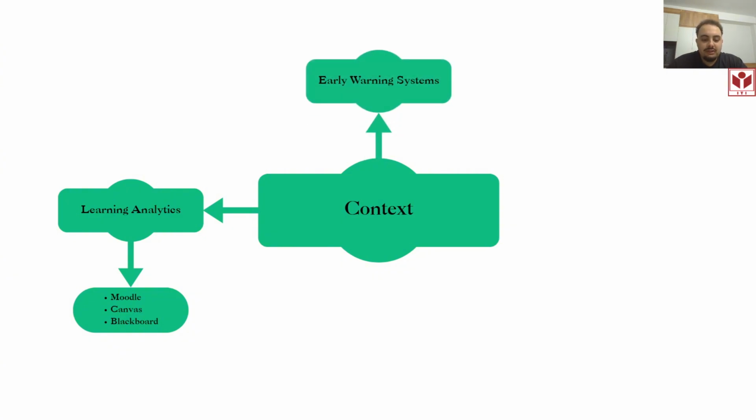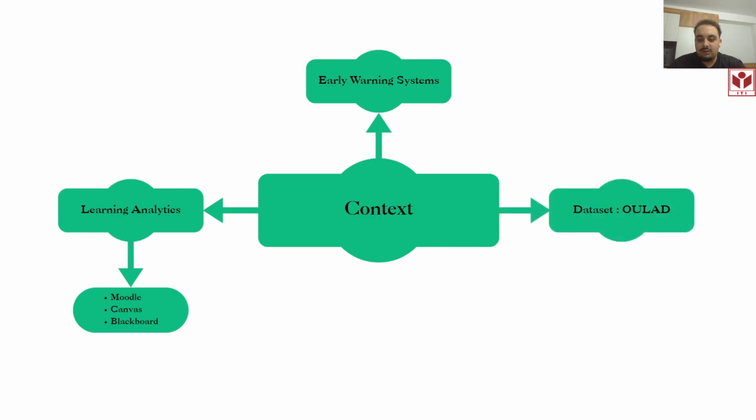A particularly relevant approach is that of early warning systems. These systems analyze student behavior in real time to identify those at risk of dropping out before it's too late. This is exactly what our dashboard does, with the risk levels calculated week by week.